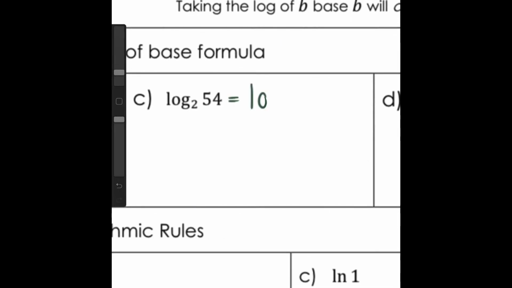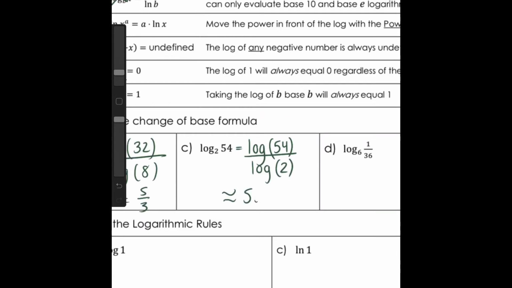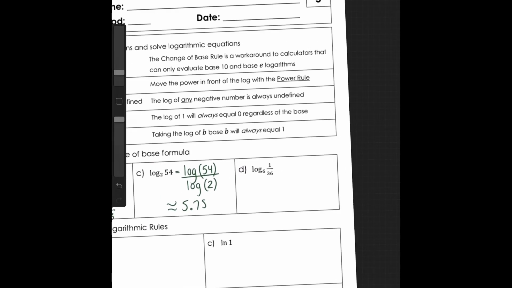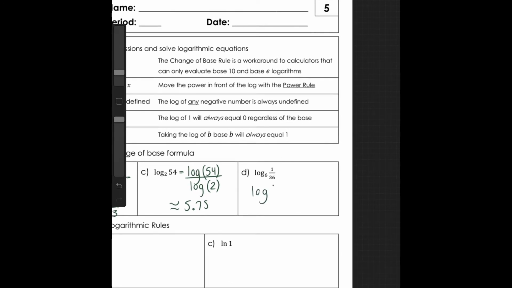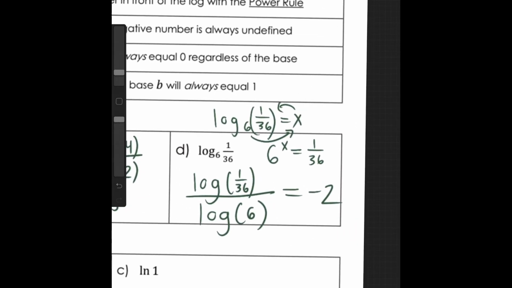And this one is log of 54 over log of 2, approximately 5.75. And lastly, this one will be log of 1/36 over log of 6. On this one, we could have done it the original way: 6 to the x power is equal to 1 over 36. Well, 6 to the negative 2 power is equal to 1 over 36. So that's why the change of base rule works.